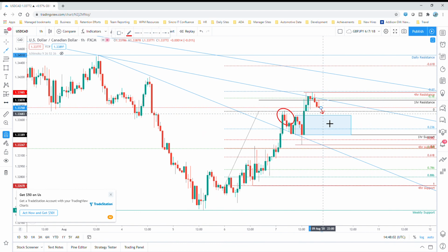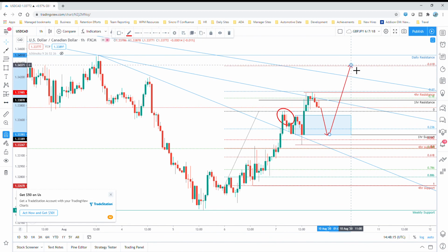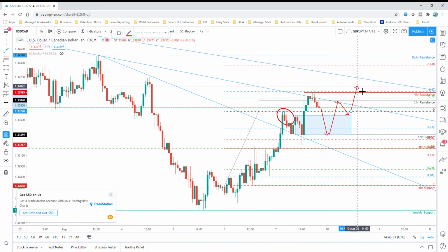So I'm going to look for something like this. Something like this. And then for price to continue up. Right? Maybe something like this. And I'll publish this idea on TradingView. If any of you are on TradingView and you want to follow it, something to this effect is what I'm going to look to see.